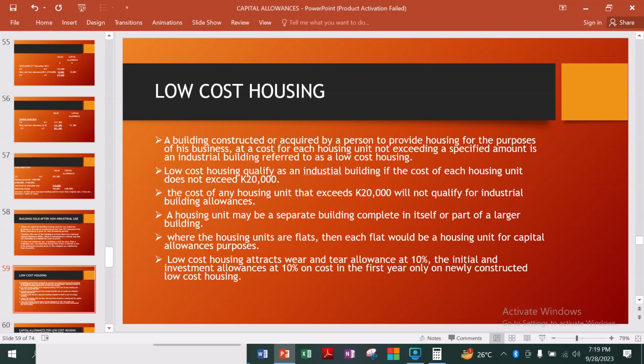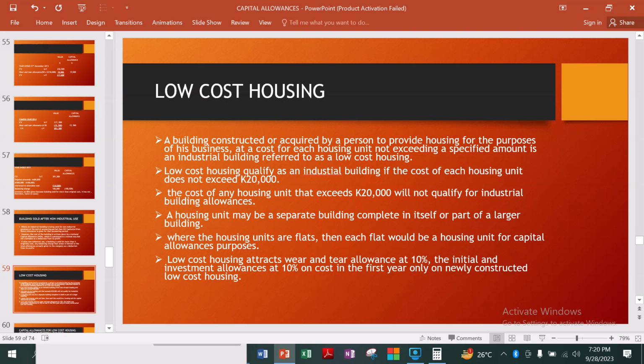If it is part of the composition of the building, and you find that the low-cost house, which is used as a dwelling, is costing more than 20,000 per unit, then that should be taken out of the total cost to remain with a qualifying cost for capital allowance purposes. Where housing units are flats, each flat should be a housing unit for capital allowance purposes. Low-cost housing attracts wear and tear allowance of 10%.